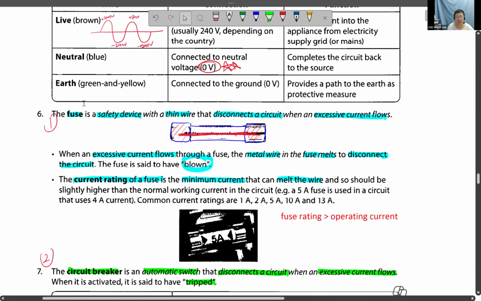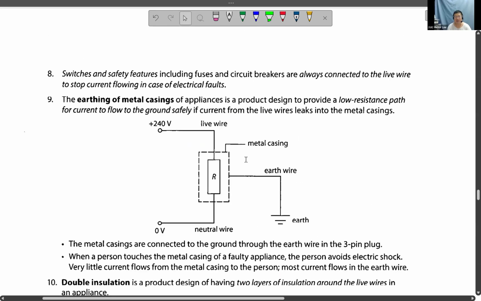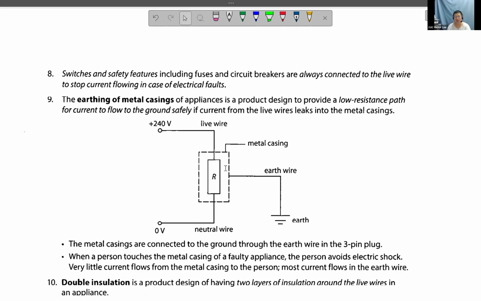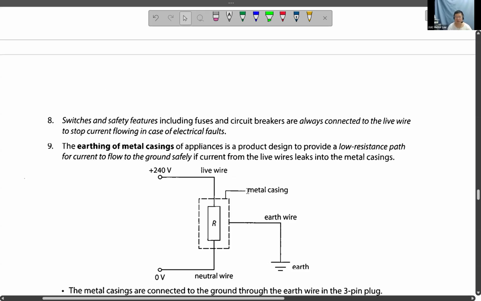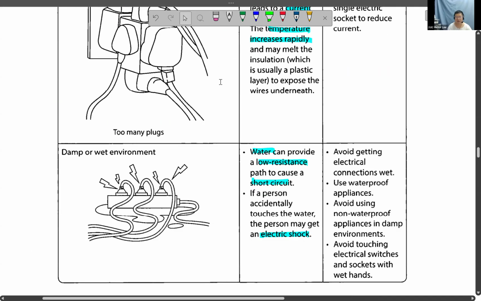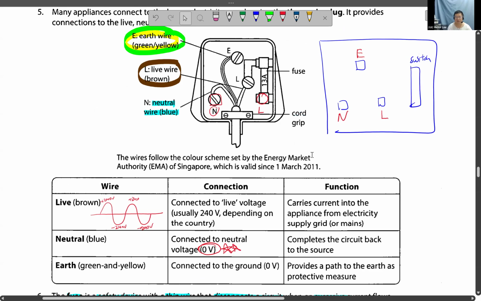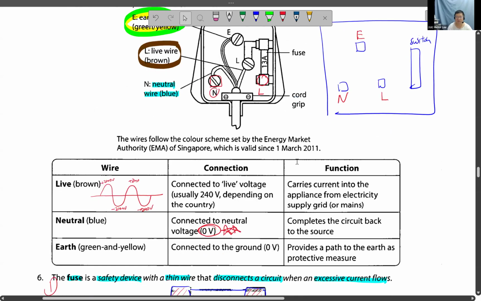This is the earthing of the metal casing. So what happens is the metal casing has one more earth wire coming out. This wire coming out is the earth wire to the socket, and the socket will connect to the ground. This earth wire comes out from the pin, from here, this one. Earth wire. And then it can go into the earth, into the ground. So it's always connected to earth.